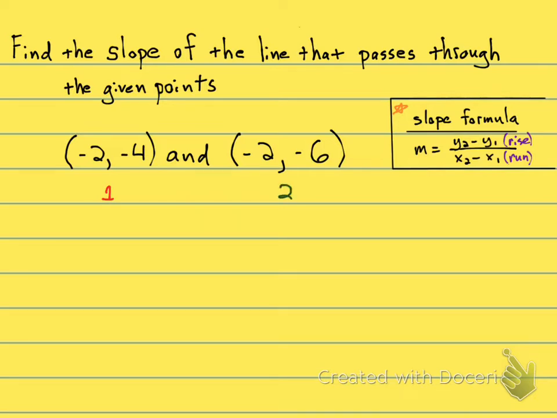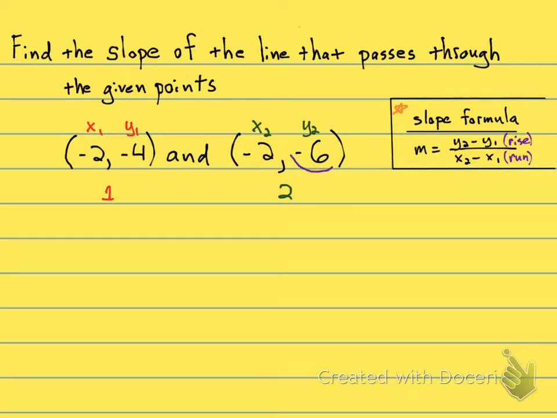And when I look at point 1, it's got 2 parts. Remember, x comes before y. So this is going to be x sub 1 and this is going to be y sub 1. And then for point 2, I'm going to have an x sub 2 and a y sub 2. And once they're labeled correctly, all I need to do is just plug in these 4 numbers.